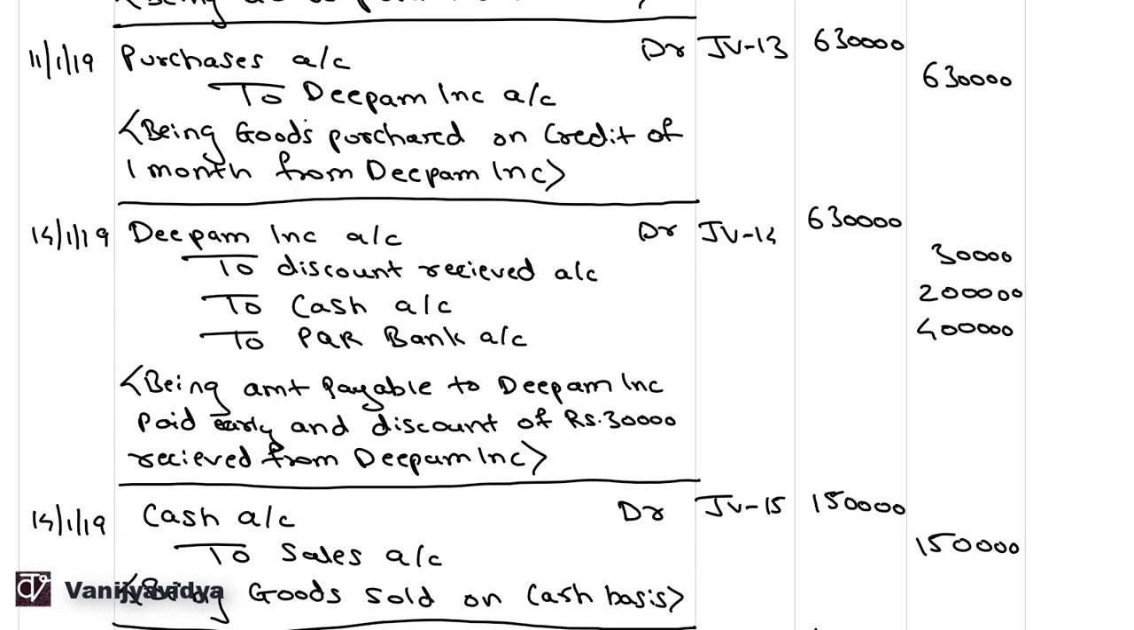One is on the debit side of Deepam account, you'll have 3 impacts, that is 30,000, 2 lakhs and 4 lakhs. Then on the credit side of discount received account 30,000, on the credit side of cash account 2 lakh, on the credit side of PQR bank account 4 lakh. Let's post this journal entry.